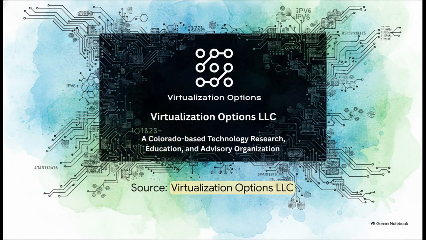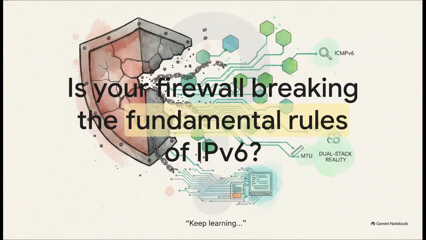So, as we wrap up part 7 of this tutorial, I'm going to leave you with a crucial thought to chew on when you get back to your terminal. Are your legacy firewall configurations and that old IPv4 muscle memory actively breaking the fundamental rules of your new IPv6 deployment? Go review those ICMPv6 rules, check your MTU paths, and make sure your infrastructure is actually ready for a dual-stack reality.